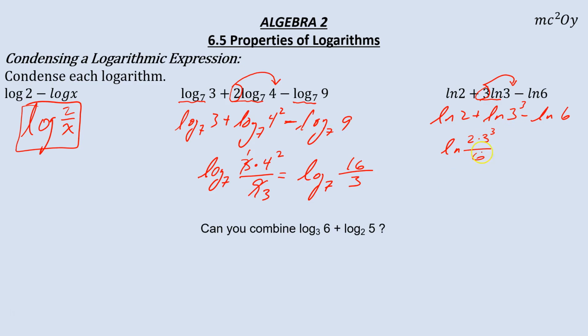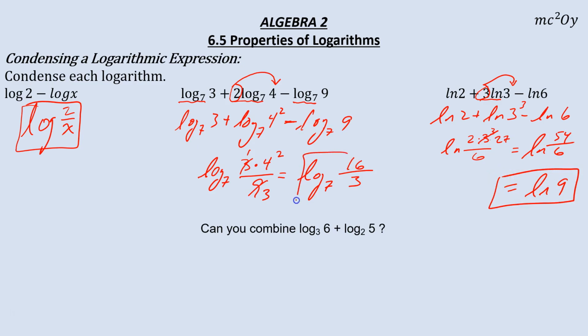Okay, I look at that and I know I can do a lot of different simplifying. So first thing, this is 27, right? 3 times 3 times 3. So 2 times 27 is 54. Okay, so let's write that. Natural log of 54 over 6, which actually, 54 divided by 6 is 9. It becomes natural log of 9.